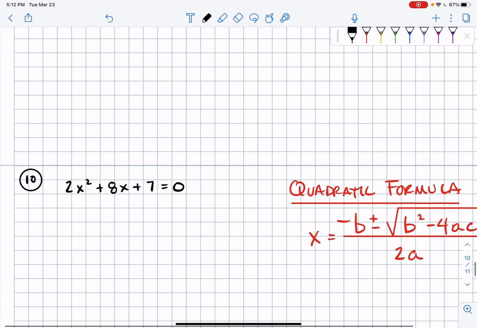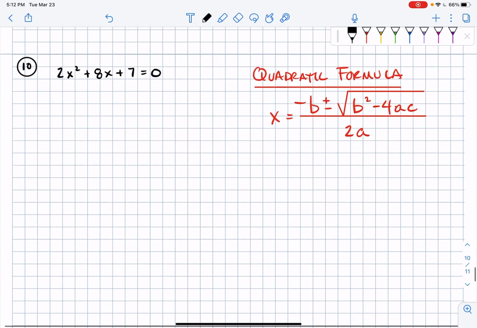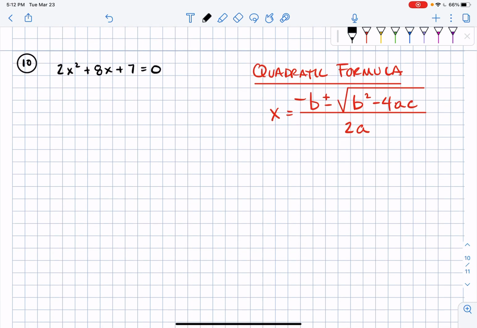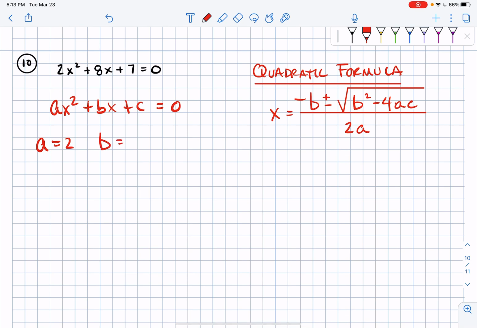Let's look at number 10. Oh, the good old quadratic formula. If you search on YouTube for quadratic formula songs, you're going to get a ton of them. Okay, so let's take a look. So here, this is in the standard form, which is ax squared plus bx plus c equals 0. You have to always get into standard form first. So with that being said, a is equal to 2, b is equal to 8, and my c is equal to 7.